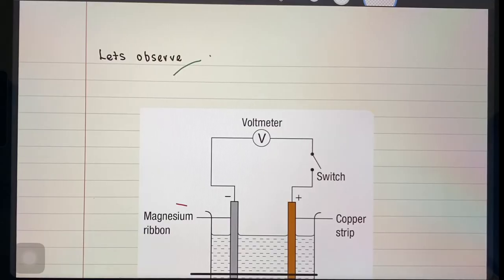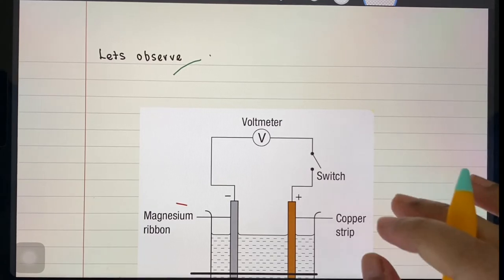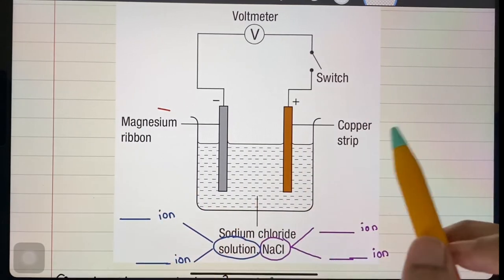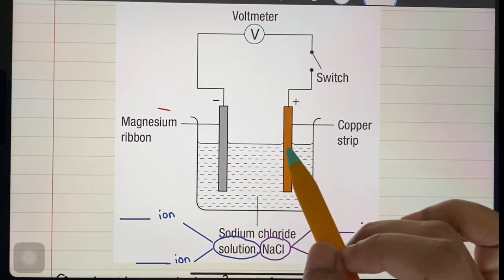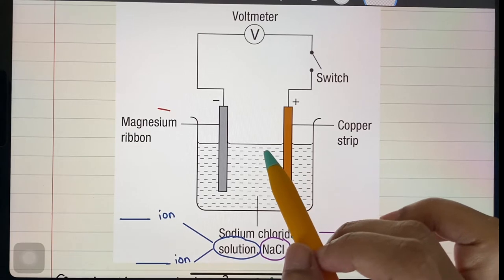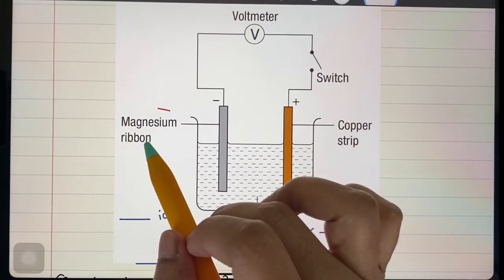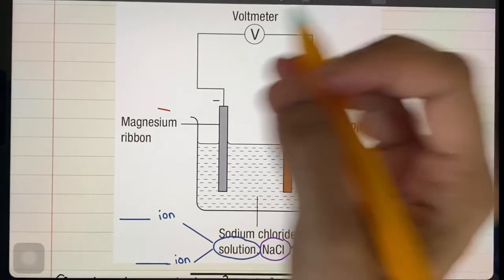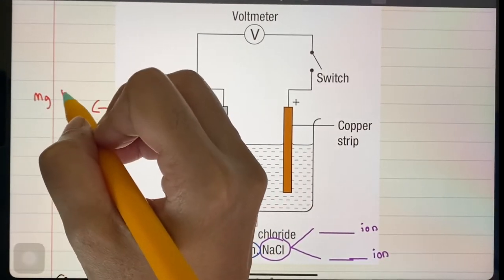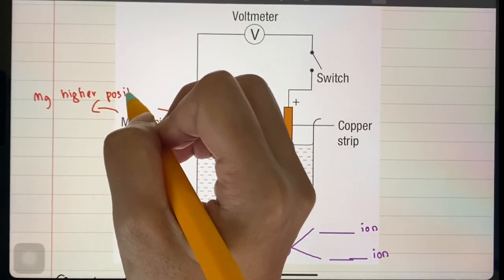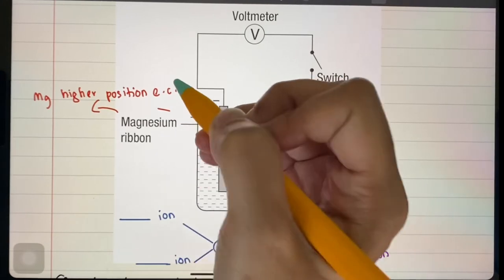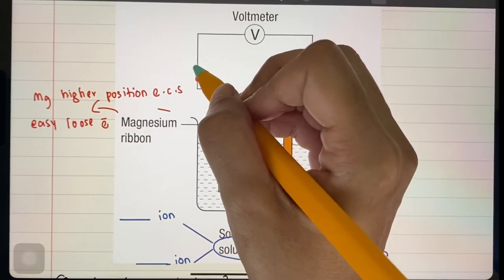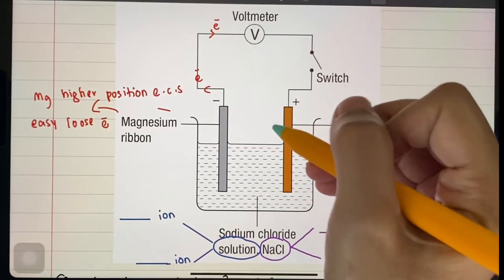So now let's observe this chemical cell. The first part is that in this chemical cell we have two different metals, which are magnesium ribbon and copper strip, and these are our electrodes. We refer to the electrochemical series and find out that magnesium is at a higher position in the ECS. So what happened? Magnesium easily loses electrons. It means that electrons will flow through the external circuit and then go here.